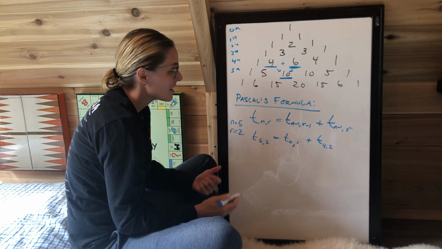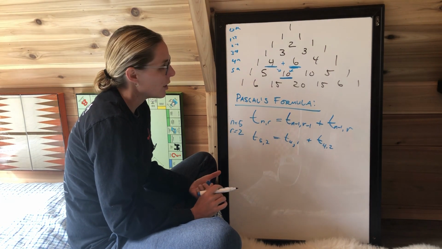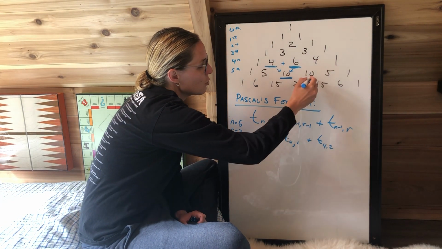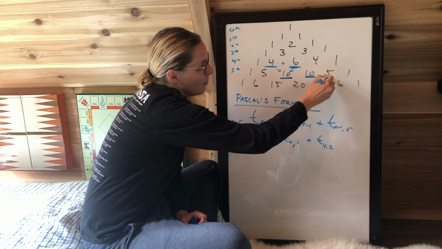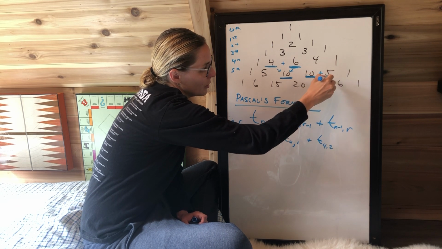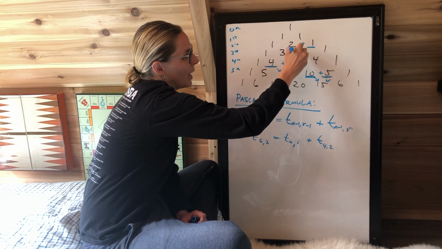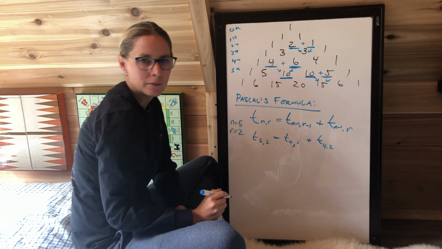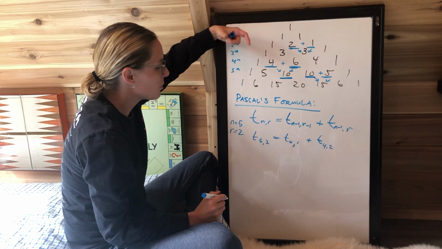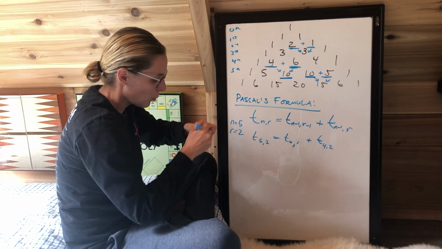Okay, and this is how you build all of Pascal's triangle. You always take the two terms above, and when you add them, they will be the term below. You take the two terms above, and when you add them, it'll be the term below. Okay? So that is what the pattern is, and that's how you can build more of Pascal's triangle.